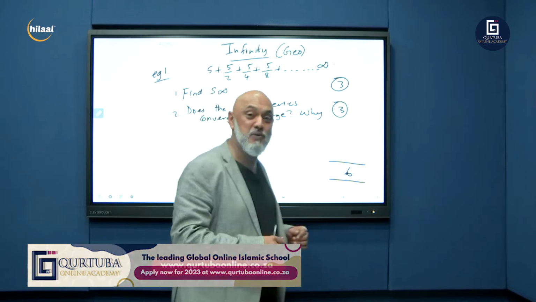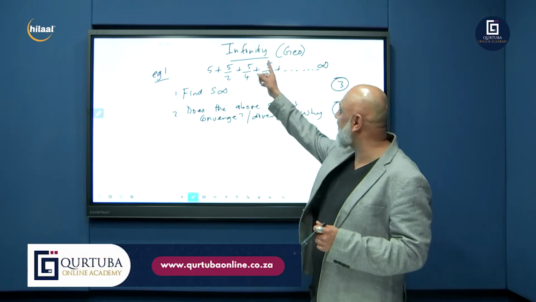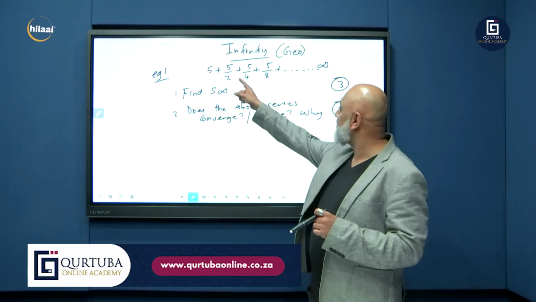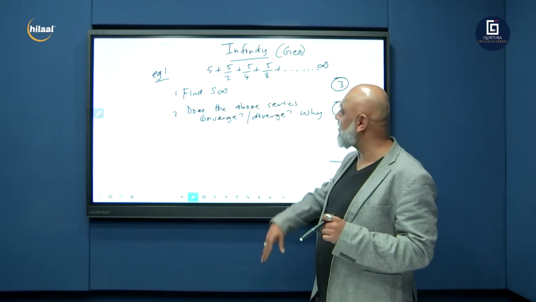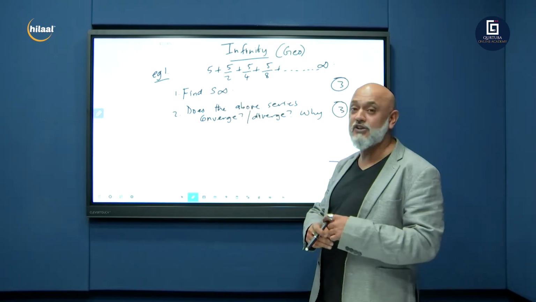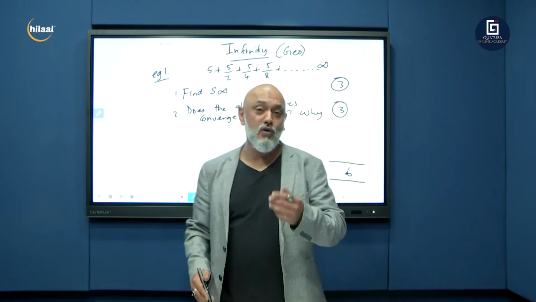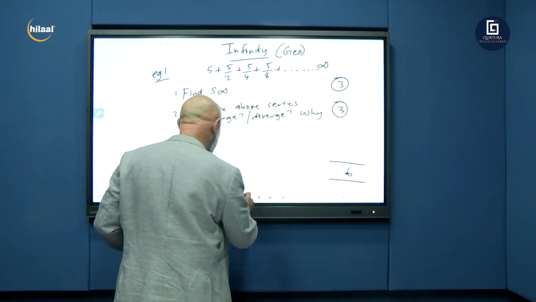Okay, so I left you with a question before the break. I told you we're doing sum to infinity now. 5 over 2, 5 over 4, 5 over 8. Find the sum to infinity, and does the above series converge or diverge? These are exam type questions, and if you're a grade 12, obviously you've seen this before. Okay, so let's do this.